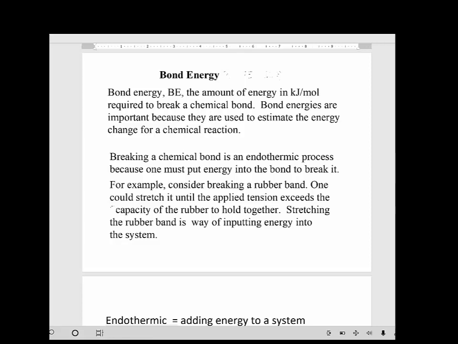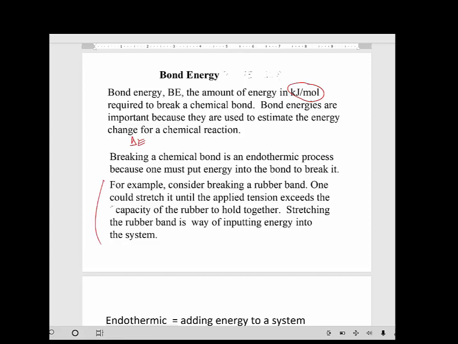Bond energy, abbreviated B, is the amount of energy in kilojoules per mole required to break a chemical bond. Bond energies are important because they're used to estimate the energy change, delta E, for a chemical reaction.